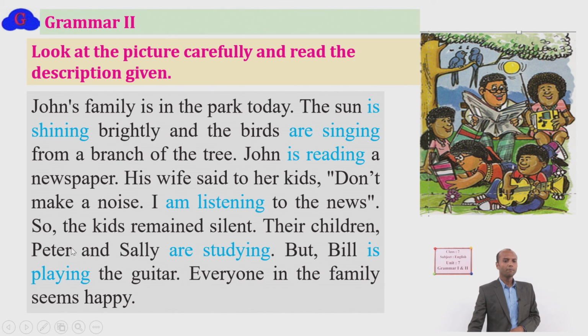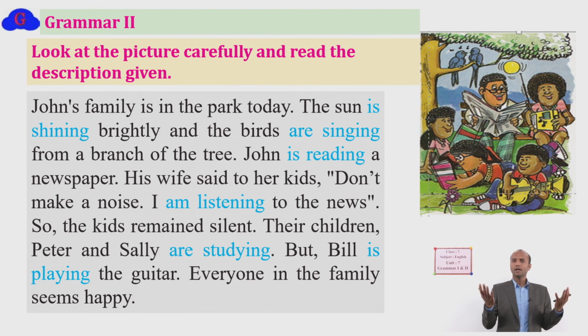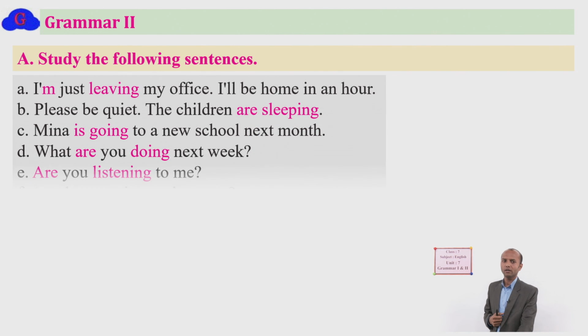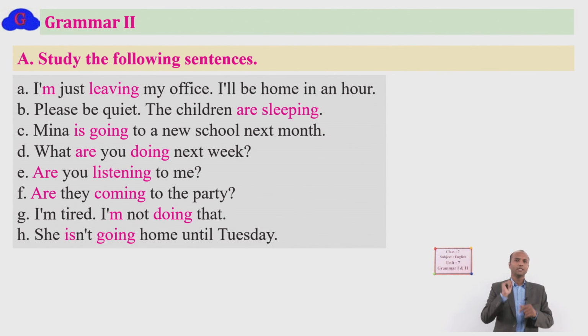The children, Peter and Sally, these two, are studying. And look, what is he doing there? Yes, but Bill is playing the guitar. Everyone in the family seems happy. This is how something is described there. I guess your description is similar to mine. Thank you. Dear students, let's see other example sentences from your textbook.